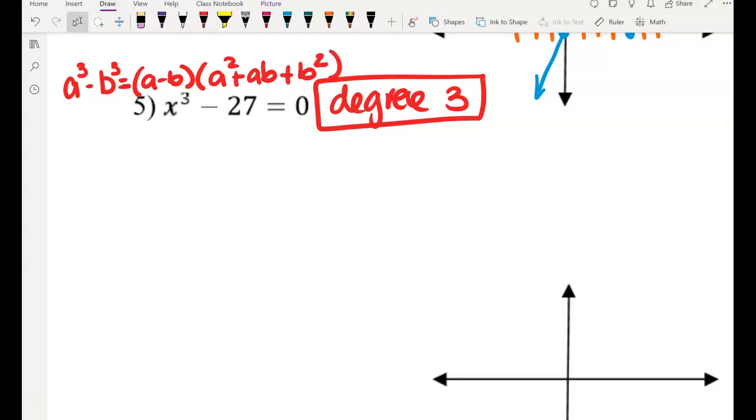So for this one, a is x. What's b then? What's b if a is x? 3. Let's use it. Okay. x minus what? What is x minus? So Ava S, what is x minus? Good. Times x squared plus, what is in the middle, Zach? Plus what?